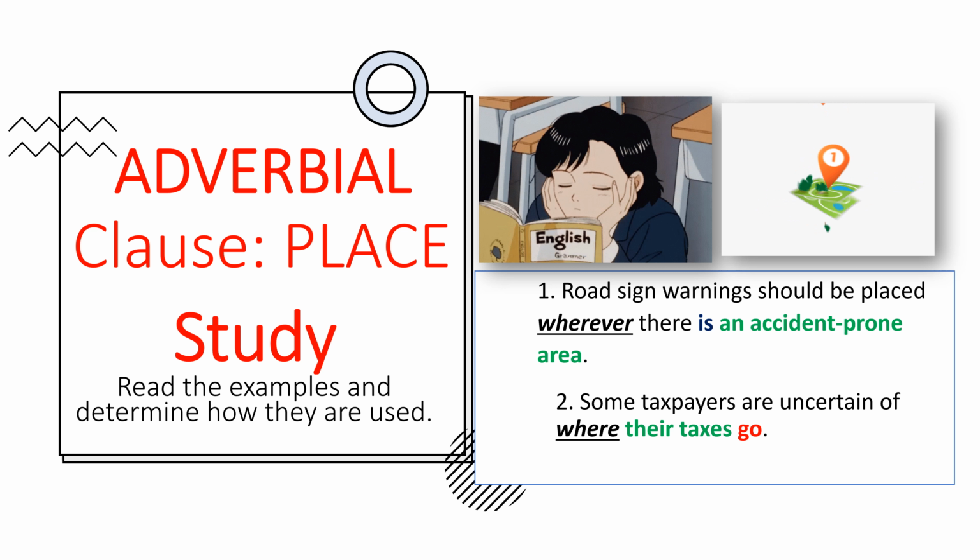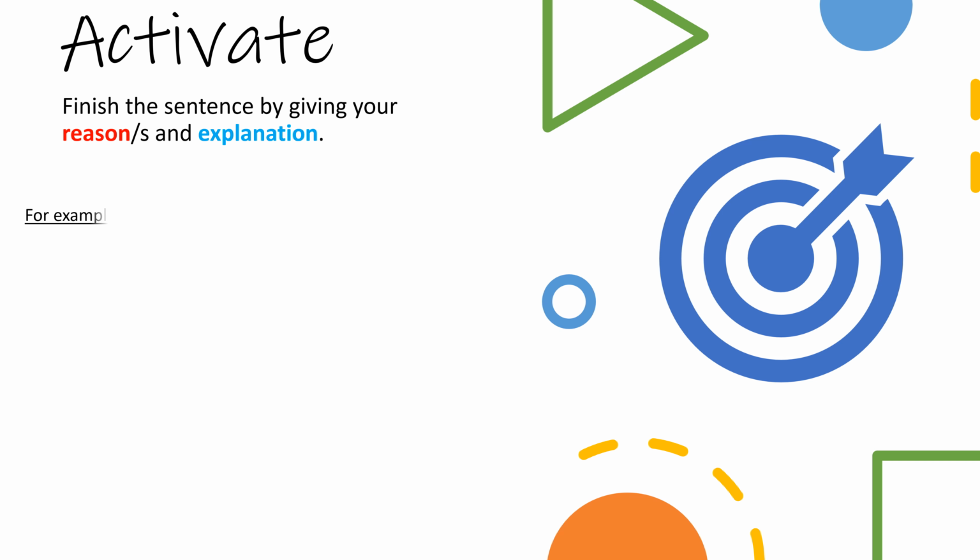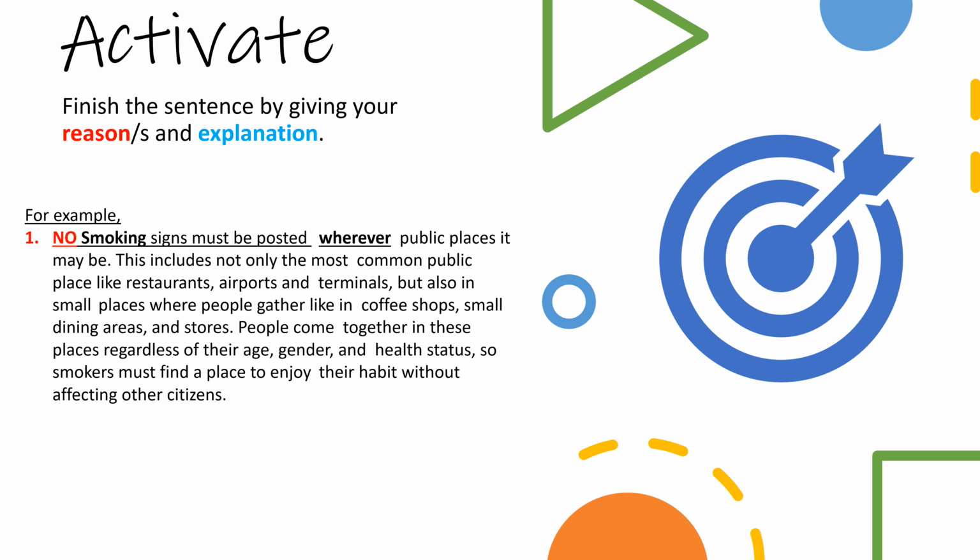Now let's have an exercise, and I'm sure you have understood this part, so let's practice. In this exercise, I want you to finish the sentence by giving your reasons and explanation. For example, no smoking signs must be posted wherever public places may be. This includes not only the most common public places like restaurants, airports, and terminals, but also small places where people gather, like coffee shops, small dining areas, and stores. People come together in these places regardless of their age, gender, and health status, so smokers must find a place to enjoy their habit without affecting other citizens.